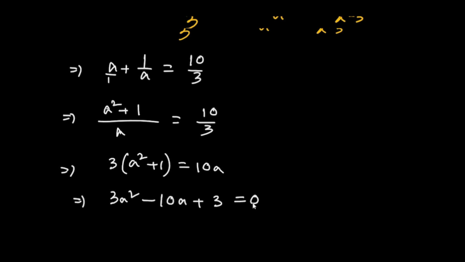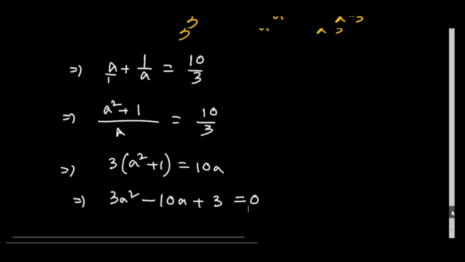Now here what we have to do, we have to do midterm factorization. 3 into 3, 9, plus sign is there. That means we have to break the midterm in such a way that the product of the two parts equals 9, and along with that the sum of the two parts equals 10. So only one possibility is there: 3a square minus 1 plus 9 into a plus 3 equals 0. So that means it will become 3a square minus a minus 9a plus 3 equals 0.